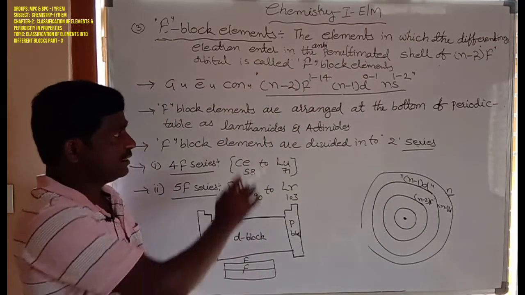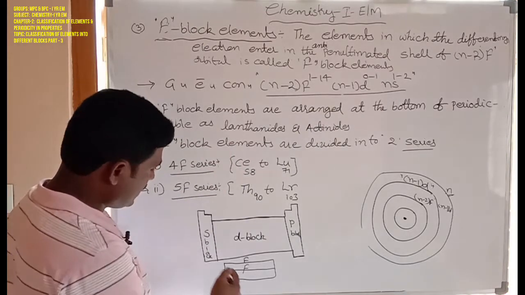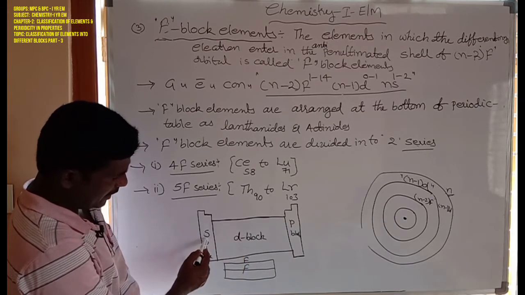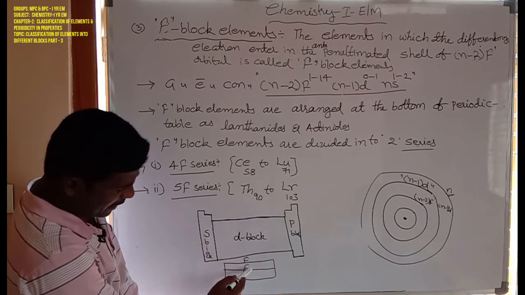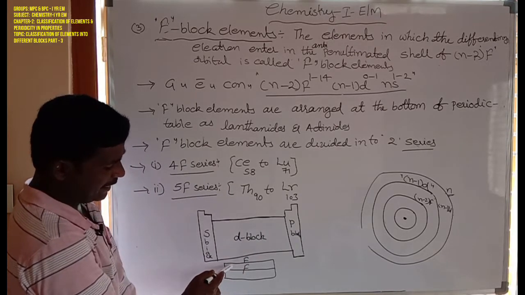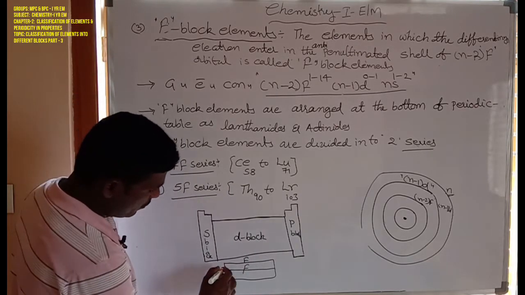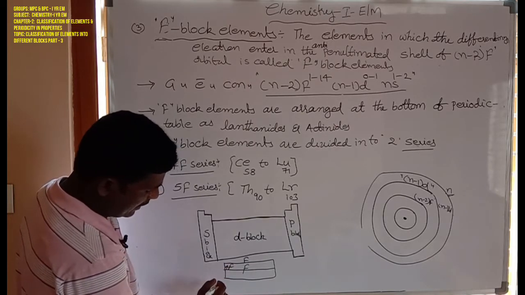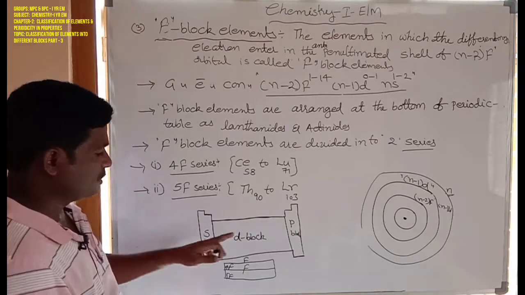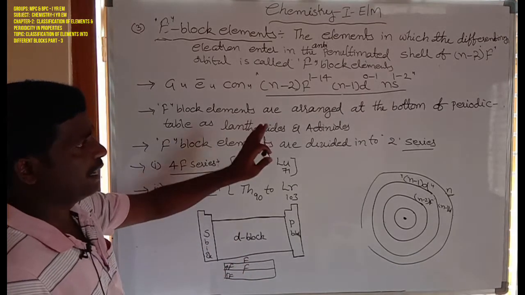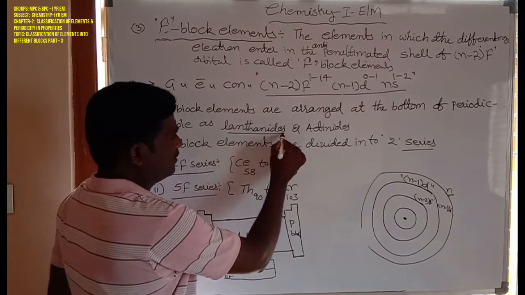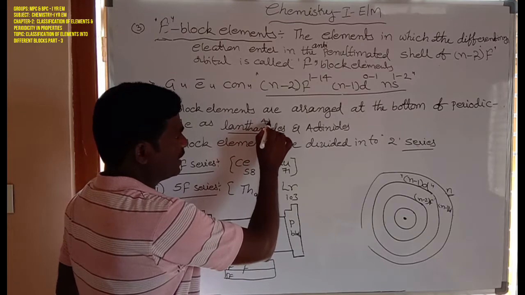Next, where are the F block elements arranged? Here are the D block, S block, and P block elements. The F block elements are arranged at the bottom of the periodic table as lanthanides and actinides. 4f orbitals are also called lanthanides and 5f orbitals are also called actinides. The lanthanide series is also known as the 4f series.